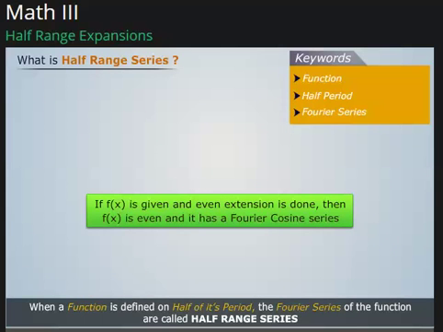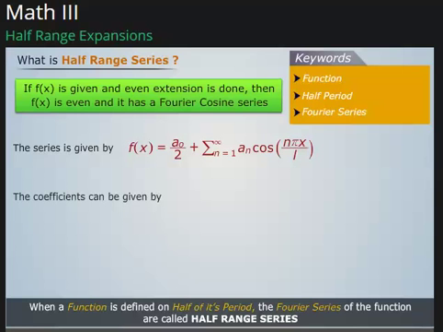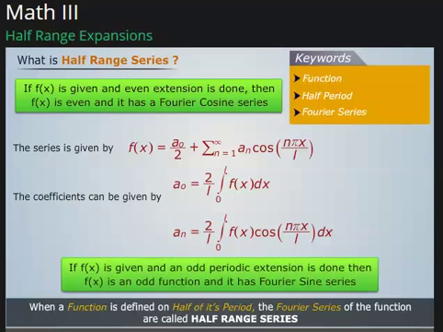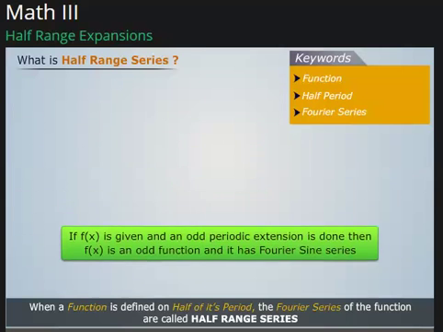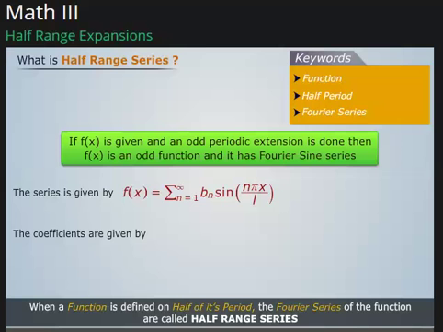If f(x) is given and an even extension is done, then f(x) is even and it has a Fourier cosine series. The series is given by, the coefficients can be given by, if f(x) is given and an odd periodic extension is done, then f(x) is an odd function and it has a Fourier sine series. The series is given by, the coefficients are given by.